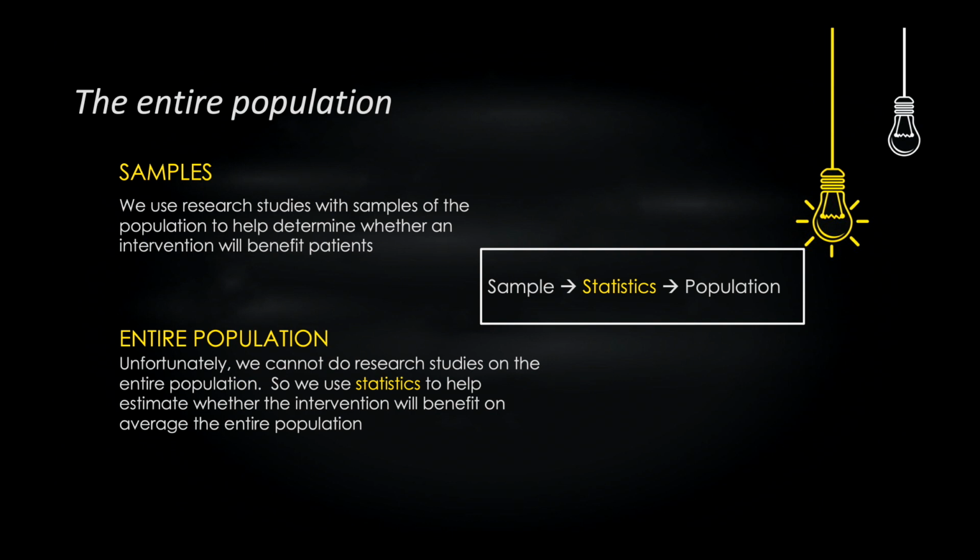Unfortunately, we can't do research studies on the entire population, so this is why we use statistics to help us estimate whether the intervention will benefit, on average, the entire population. That's the overview or understanding of what most healthcare research is about: trying to take a sample and apply that to the entire population.